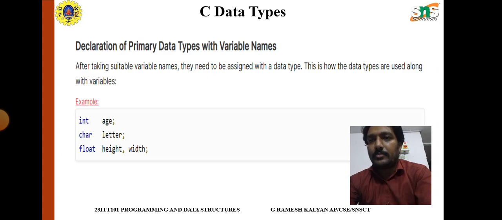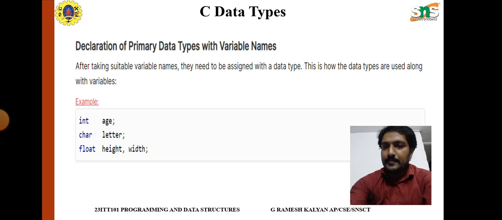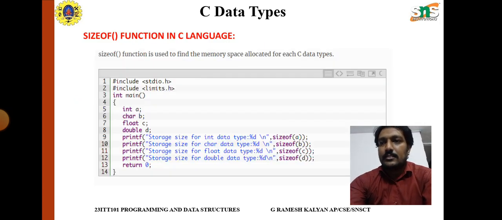Then declaration of primary data types. So int age; char represents a character, so a letter. Next one is float height and width. As I said, if it is an integer value, we represent it with the int data type, and if it is a decimal, we represent it with either float or double based on the memory size.